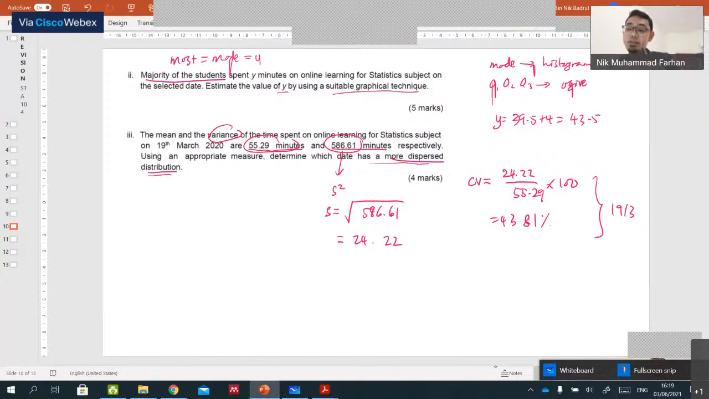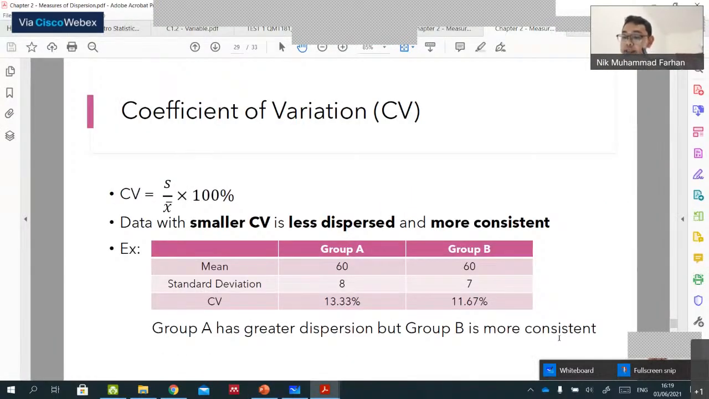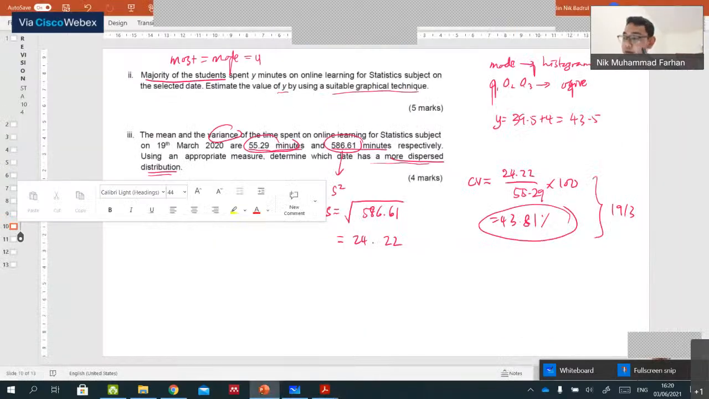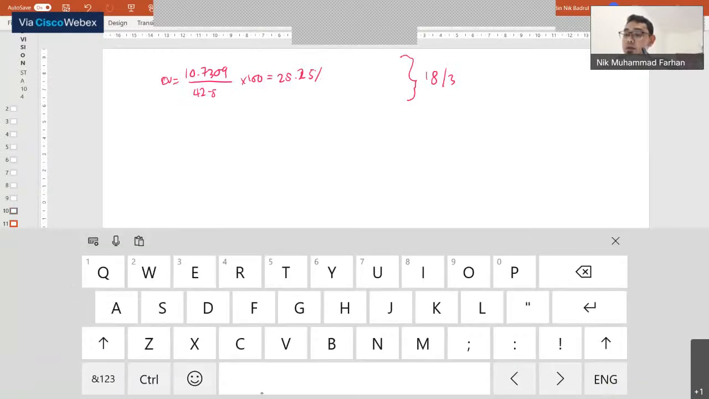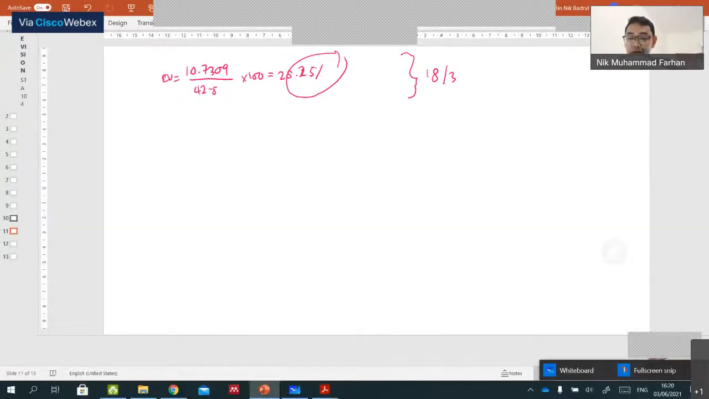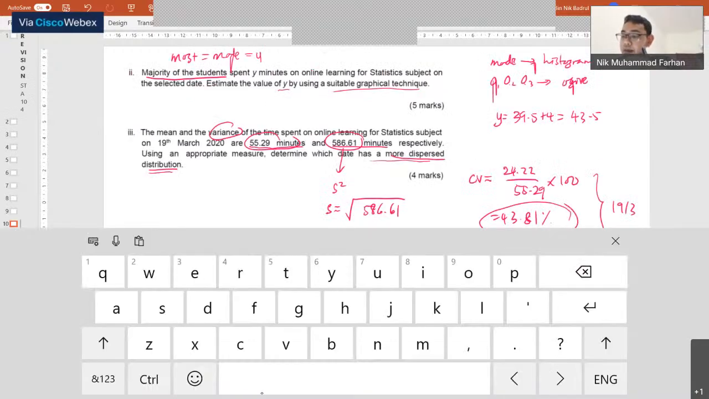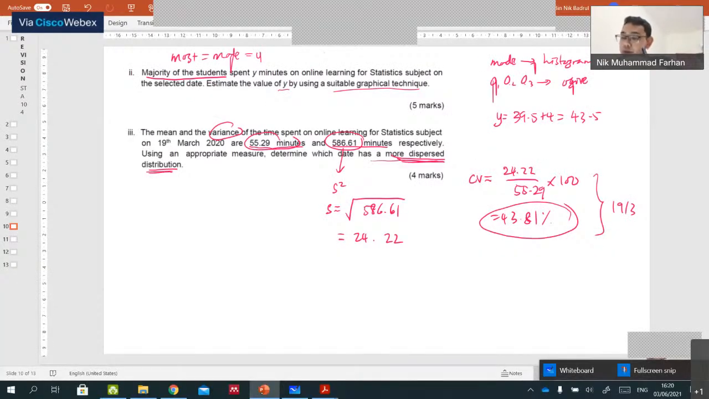So under which one has more dispersed distribution? Kalau more dispersed, dia mesti recall balik. Smaller CV, okay, less dispersed, more consistent. So kalau kita nak more dispersed, you have nilai CV yang tinggi. So mana lagi tinggi nilai CV yang ini ataupun yang ini? Yang next one ni, okay? 43.81, of course, pada 19 Mac kan? Alright, so kena jawab soalan. So which date has more dispersed? Of course, jawapannya adalah 19 Mac 2020.